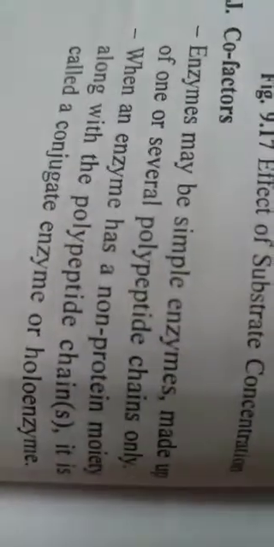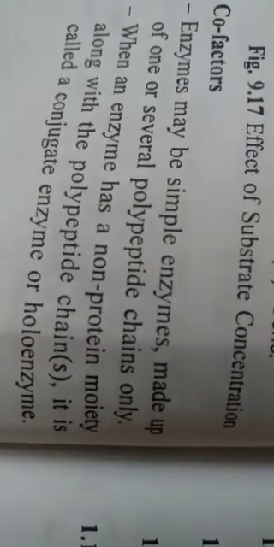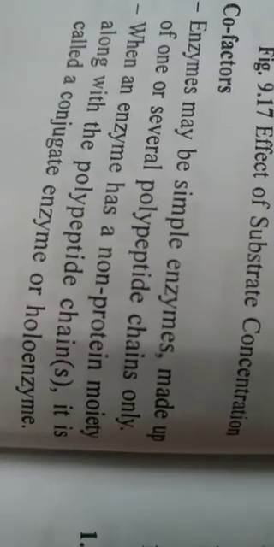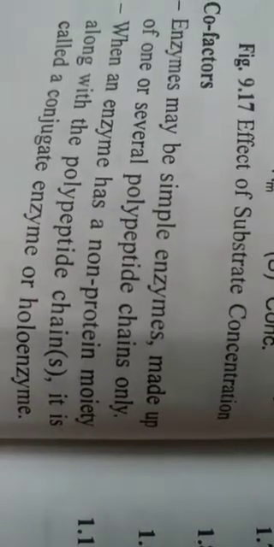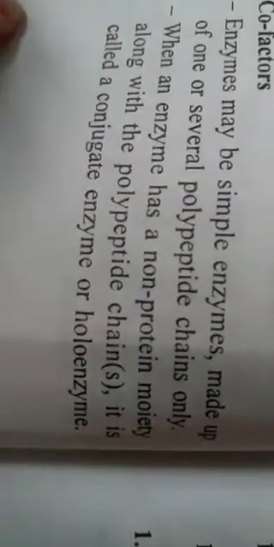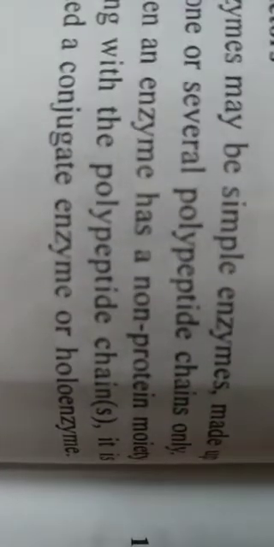Now the next point is cofactors, clear. Now what are cofactors? Basically enzymes may be simple enzymes made up of one or several polypeptide chains only. Do you know what enzymes are, beta? These are the proteins. So enzymes can be simple or maybe complex enzymes. Now when an enzyme has a non-protein moiety along with the polypeptide chain, if it has something not made up of protein, it is called conjugate enzyme or holoenzyme, right?